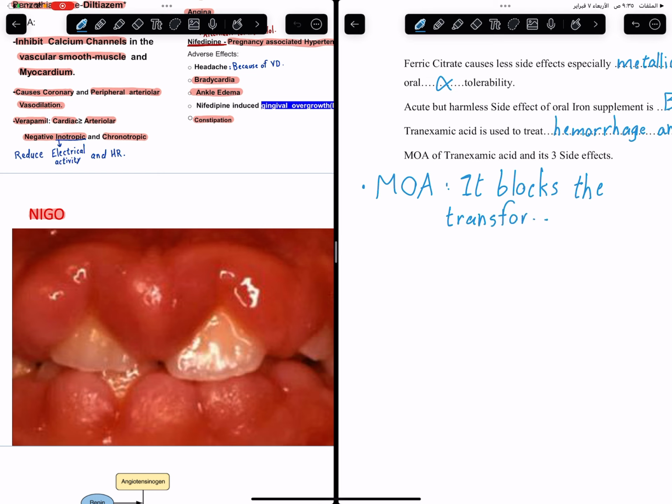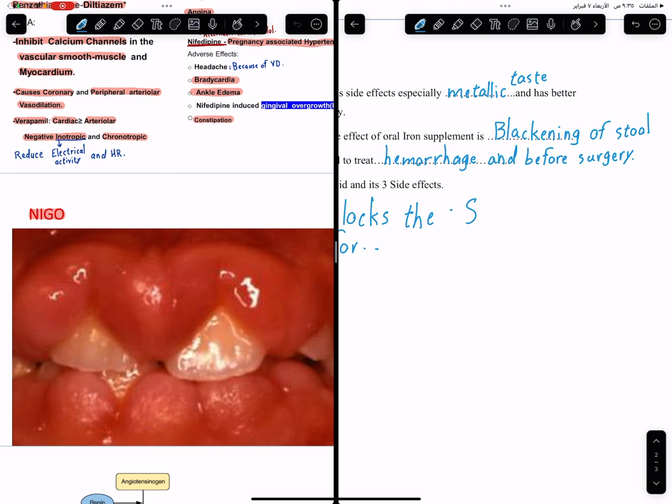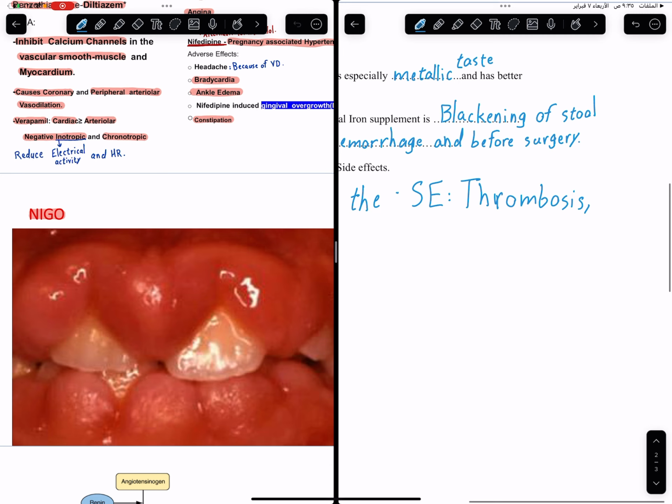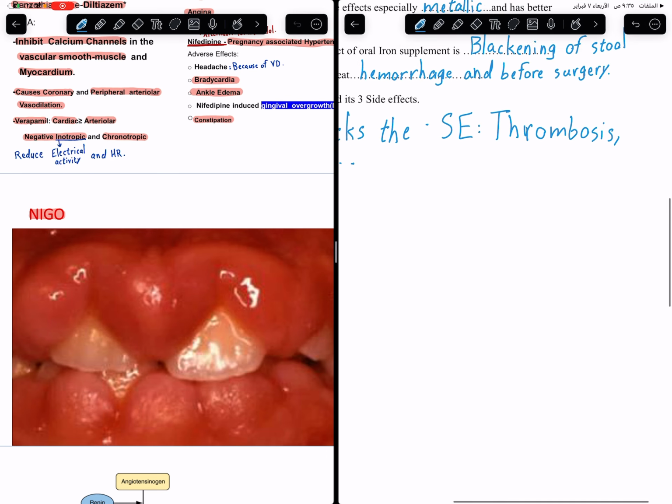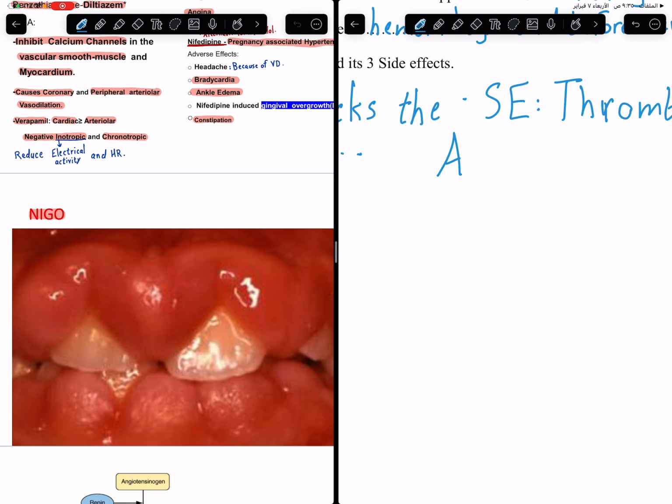Three side effects: anaphylaxis, thrombosis, and GI intolerance, that is nausea, vomiting, diarrhea. Even if you write only nausea, vomiting, diarrhea, there is no need for anaphylaxis and the others. Thrombosis, anaphylaxis, GI intolerance.